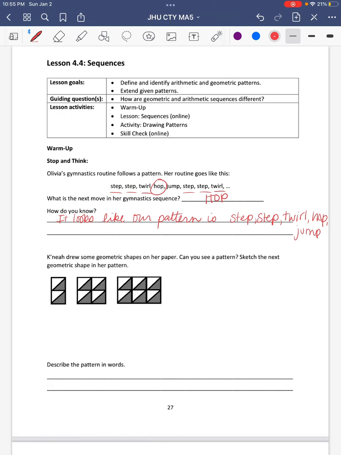Okay. Kania drew some geometric shapes on her paper. Can you see a pattern? Sketch the next geometric shape in her pattern. So take a moment, look at these shapes. Got some squares with triangles in them. One's shaded, one's not. Okay, so this might help you. This is the first, this is the second step in our sequence, the third step. So what's the fourth step going to look like?